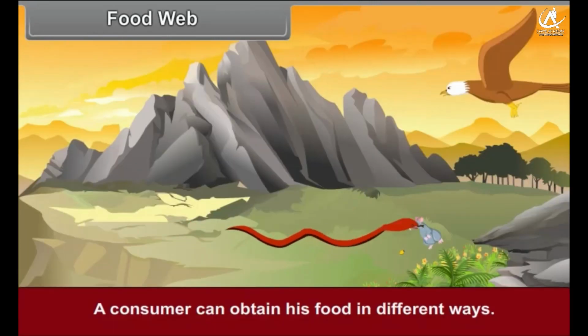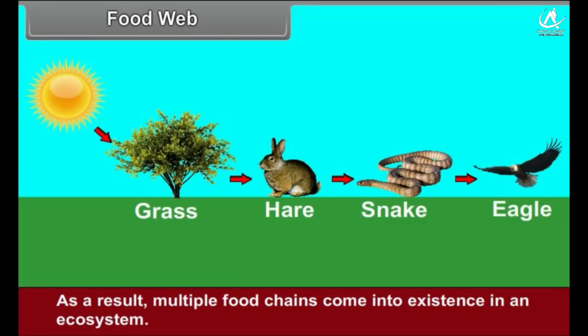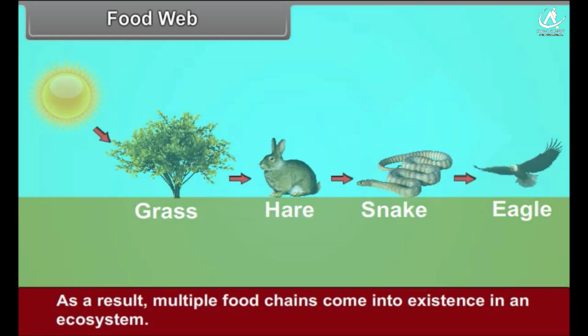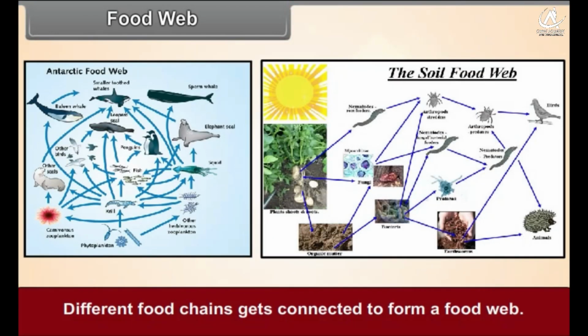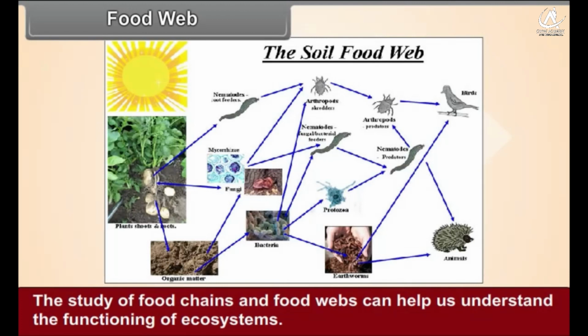Food web. A consumer can obtain his food in different ways. As a result, multiple food chains come into existence in an ecosystem. Different food chains get connected to form a food web. Such food webs are shown in 11.3 below and 15.2 in chapter 15. The study of food chains and food webs can help us understand the functioning of ecosystems.